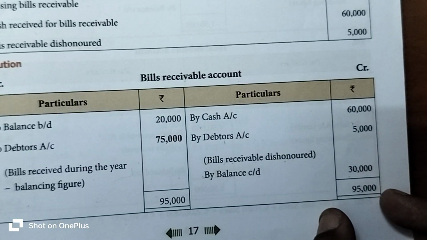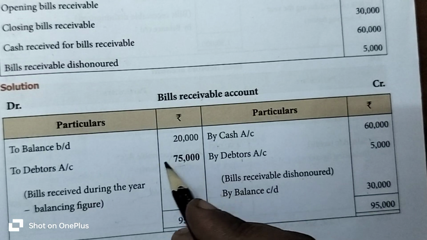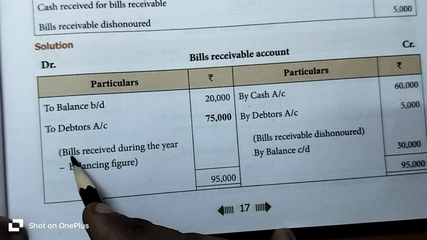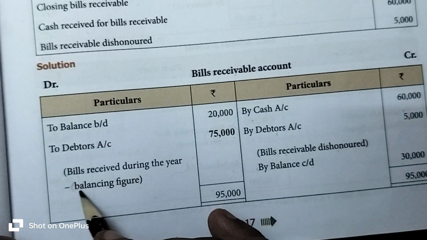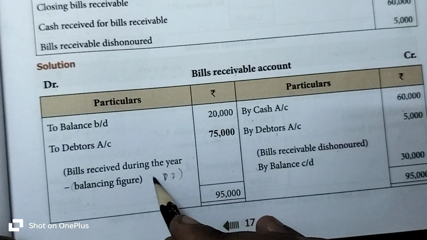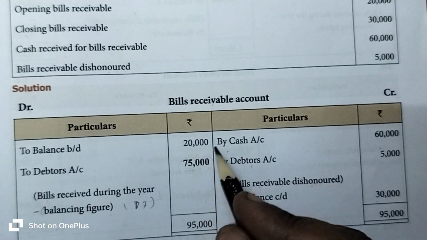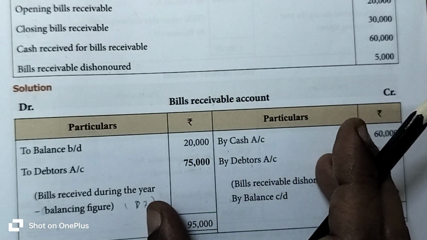We get the total on the credit side, and we get the balance on the debit side. Then the balance is "To debtors account". Within the bracket you write bills received during the year, balancing figure. This is the balancing figure. How much? 75,000 rupees. So we have prepared the bills receivable account. Thank you.